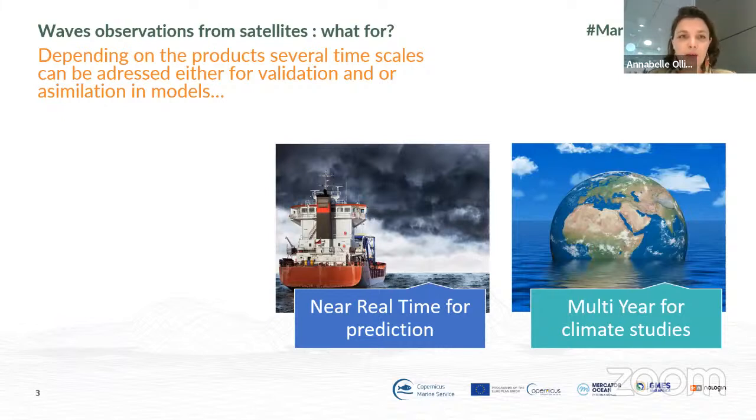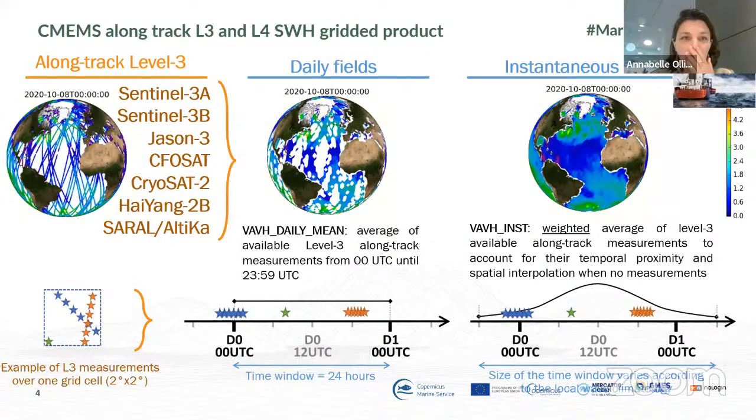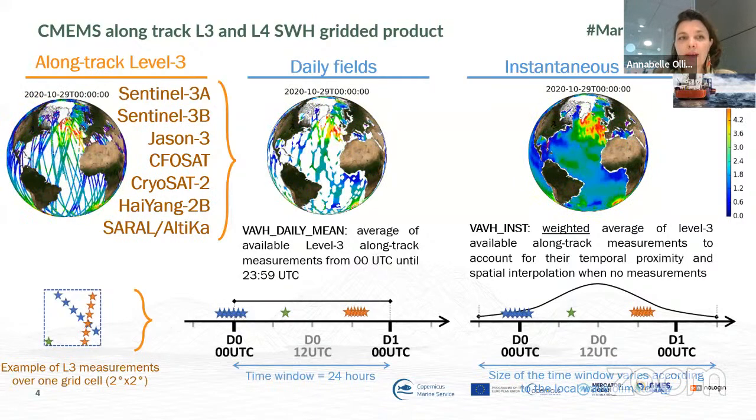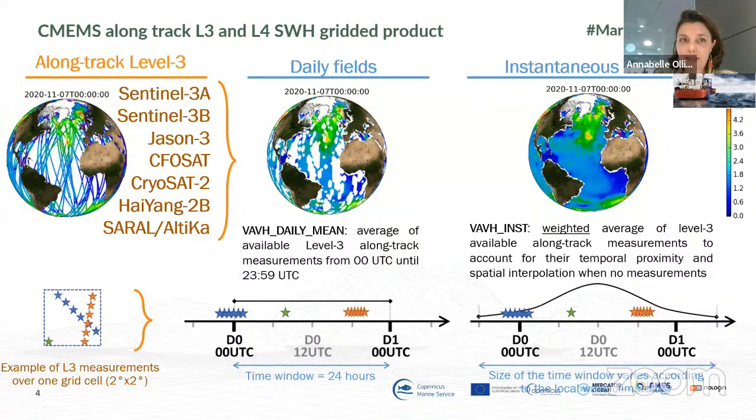What you will find in the catalog can address different kinds of things. You can use the satellite observation for validation or assimilation in the models, or you can also look at the data for themselves from the satellites. For both, you can either look at near real-time data for prediction, for instance, or multi-year data for, for instance, climate studies.